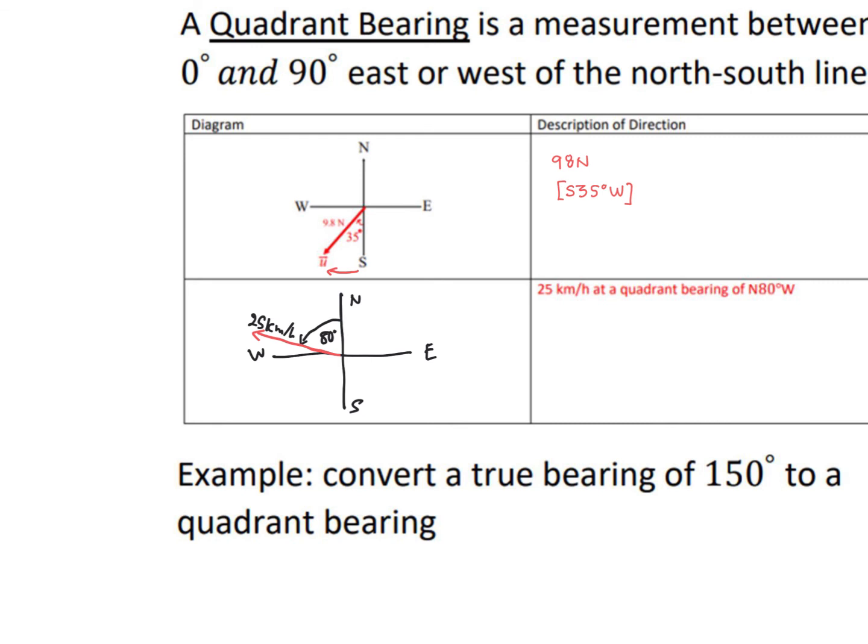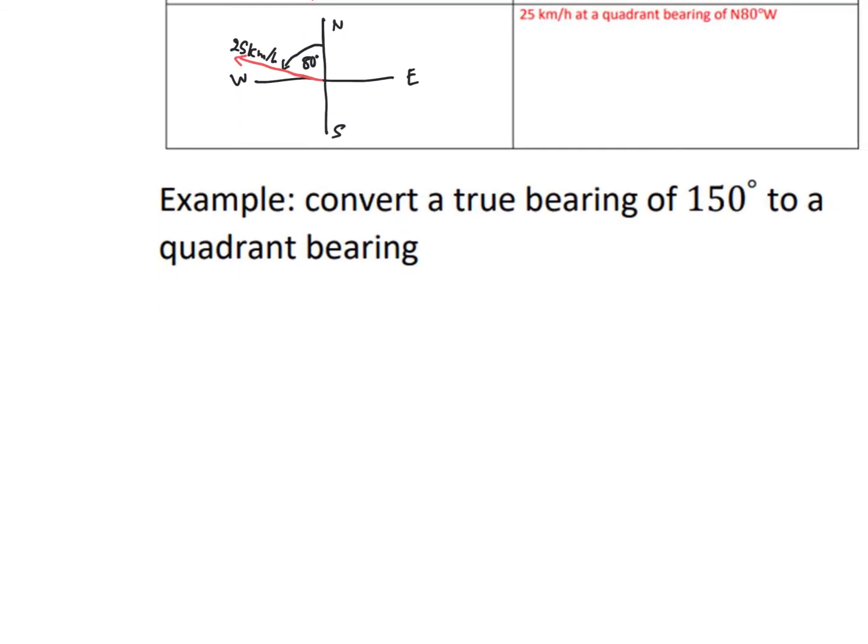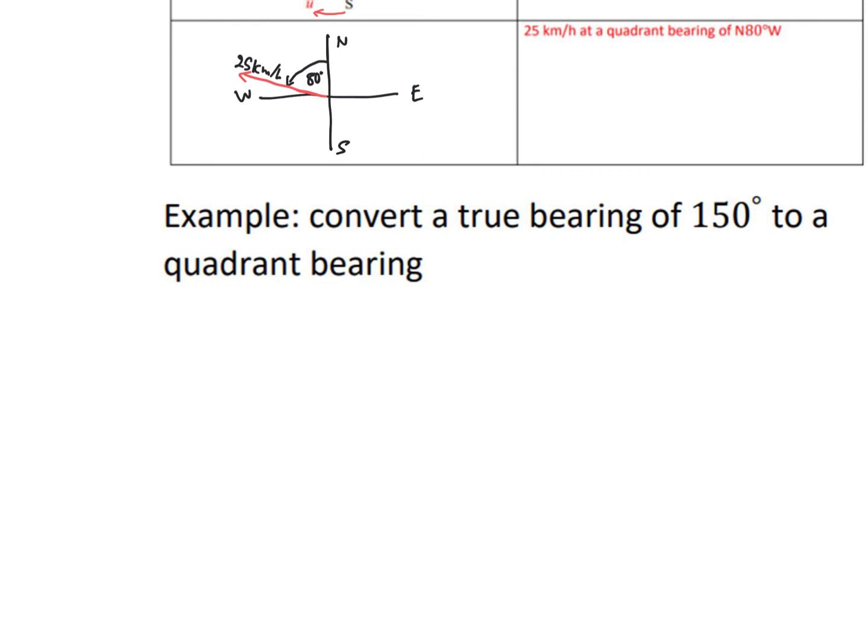Here we have an example. It wants you to convert a true bearing of 150 to a quadrant bearing. I'm going to draw a true bearing of 150. That would be starting at north, going in the clockwise direction. We've got 90, and 150 would be approximately here. So there's my resultant. This is 150 degrees.